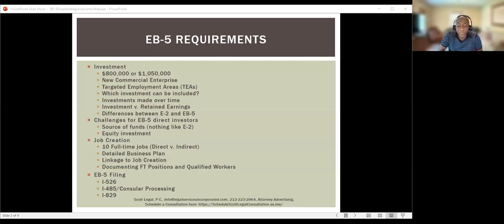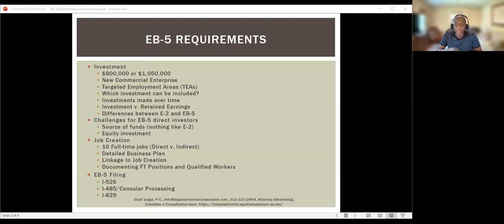There's a concept of job sharing, but we never use it. I shouldn't say almost never, we never use it because it's a very complicated concept, and it's one that can be challenged if you submit the application. So you should think of this requirement as 10 full-time jobs, and the jobs have to be U.S. citizens or green card holders. So that's something to keep in mind.